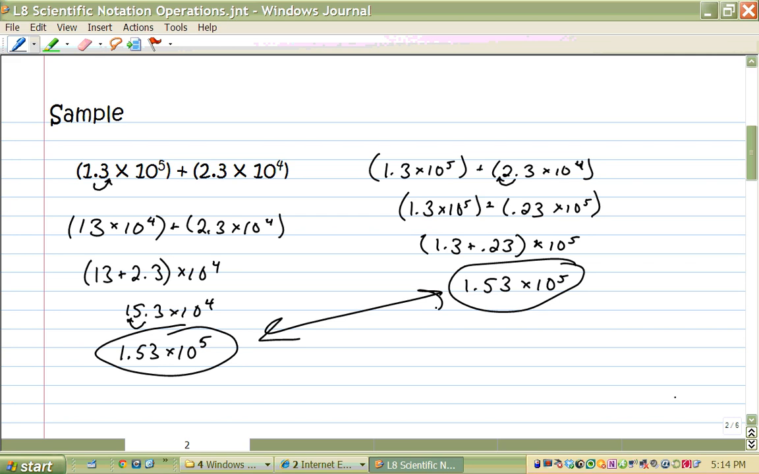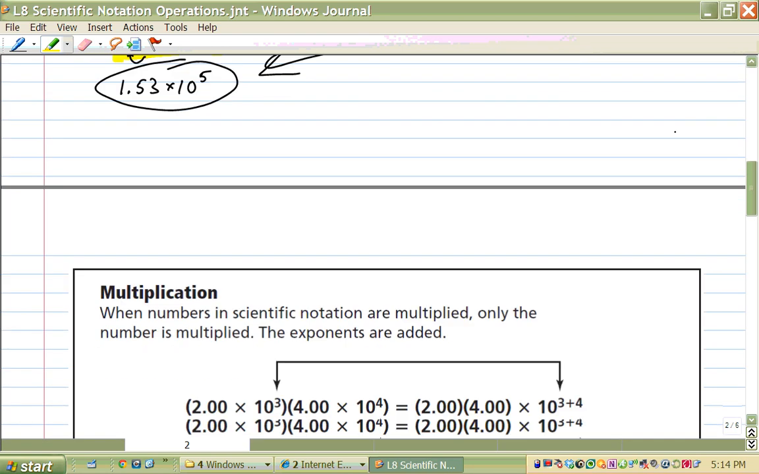However, you may initially end up with a number that is not in scientific notation. Well, that's easy enough to fix. All right, let's move on to multiplication.